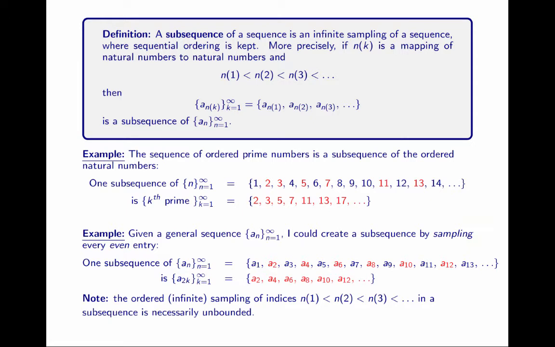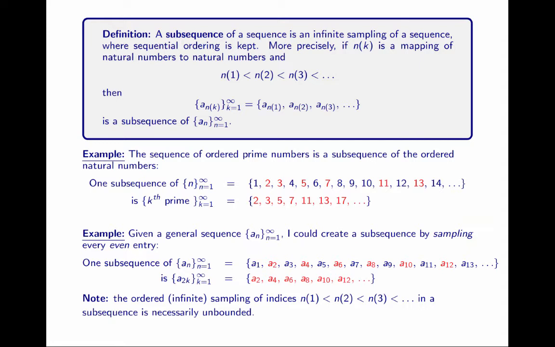Now note that the ordered infinite sampling of indices is strictly monotonically increasing. Right? We have to keep order. It's like having an infinite line of people, and you're going to take people out of the line, but no one can skip anyone who was in front or move back behind anyone who was behind them. You have to keep the same overall ordering.